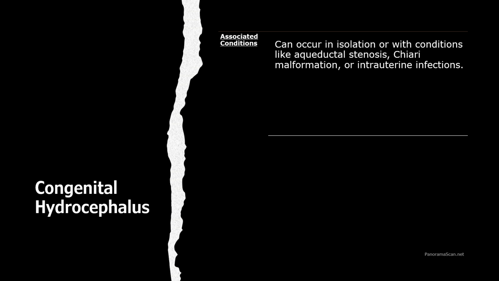Another example is Chiari type 2 malformation, which is a structural defect in the brain where part of the cerebellum extends into the spinal canal, which can disrupt normal cerebrospinal fluid flow and contribute to hydrocephalus. Another good example is intrauterine infections during pregnancy, such as cytomegalovirus or toxoplasmosis, which can damage the brain and lead to abnormal fluid accumulation.